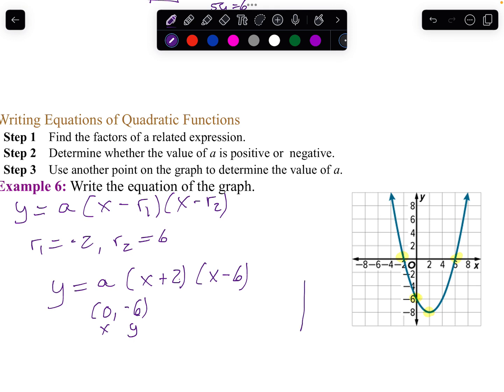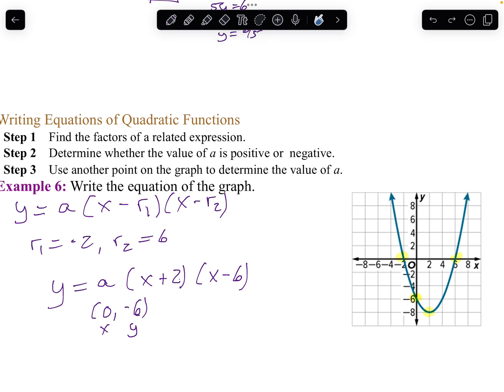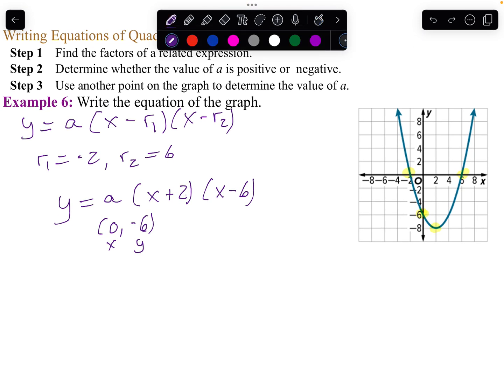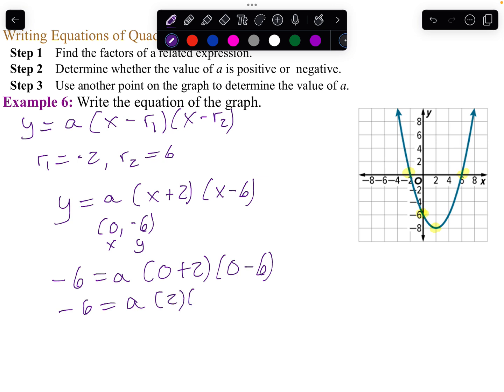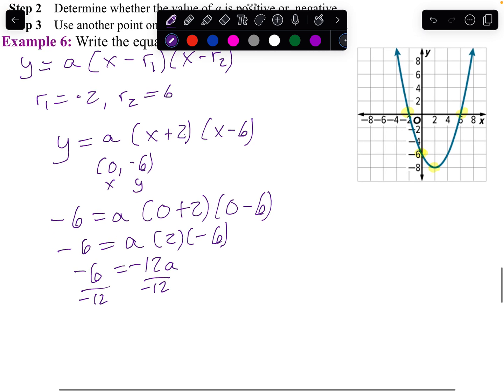I'm going to use this to solve for A. And I like 0 because nice things happen with 0. So y is negative 6. I'm going to solve for A. X is 0, so I'll say 0 plus 2 and 0 minus 6. So I'll get negative 6 equals A times 2 times negative 6. Well, that's negative 6 equals negative 12A. Divide both sides by negative 12. A is 1/2.